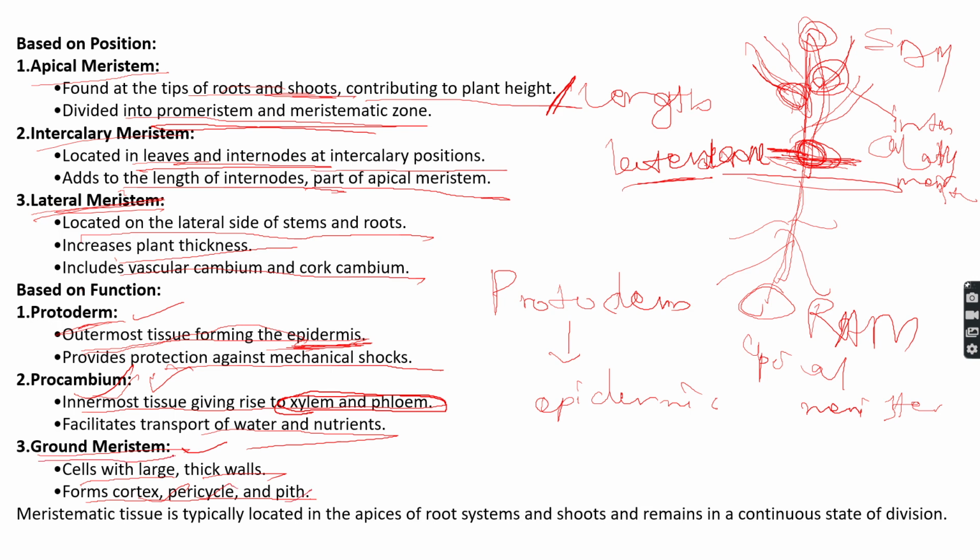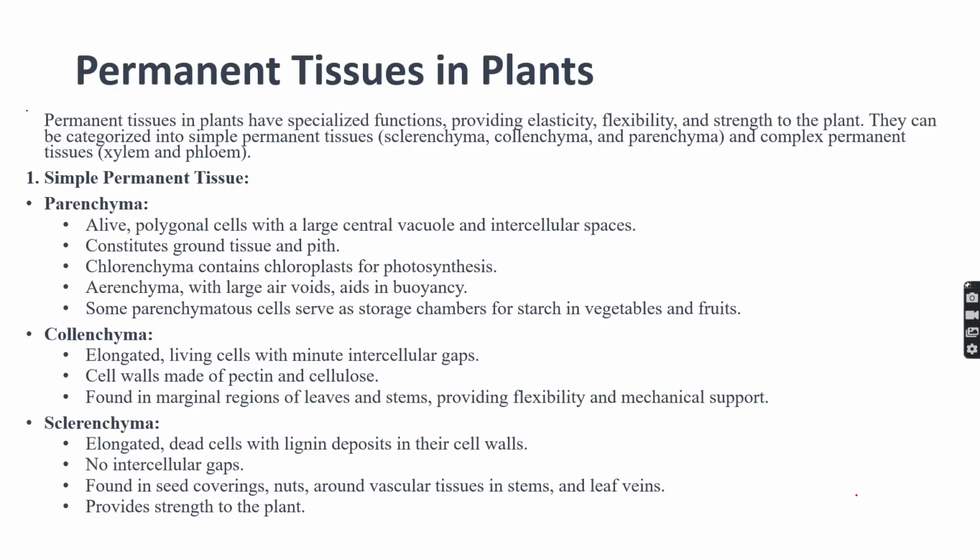So just you can understand that this is responsible for the cells in a stem. If we see, there are a number of cortical cells and pericycle cells, and also pith cells are present. So those are formed through your ground meristem, and these are basically responsible for the thickness of the plant, or width of the plant. Okay. Then meristem tissue is typically located in apices of your root system and shoot system, and remains in a continuous state of division. Okay, so these are basically rapidly dividing cells.